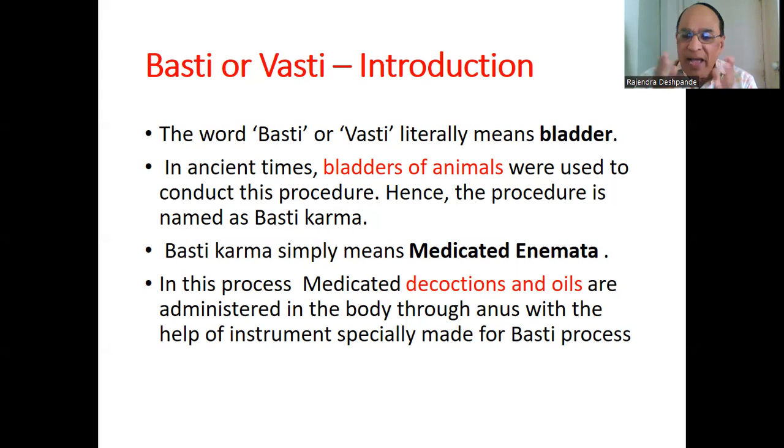As the bladder was used as one of the instruments to give the medicine through the anorectal route, that instrument was the Basti, or the urinary bladder. That's why this procedure is called Basti Karma or Basti Chikitsa. Basti Karma, as I have said, is a medicated enemata. In this process, medicated decoctions, that is kwath, are used. Also, oils are used, and they are administered through the anal opening with some specific instruments that we are going to discuss afterwards. This specifically makes up the Basti process.